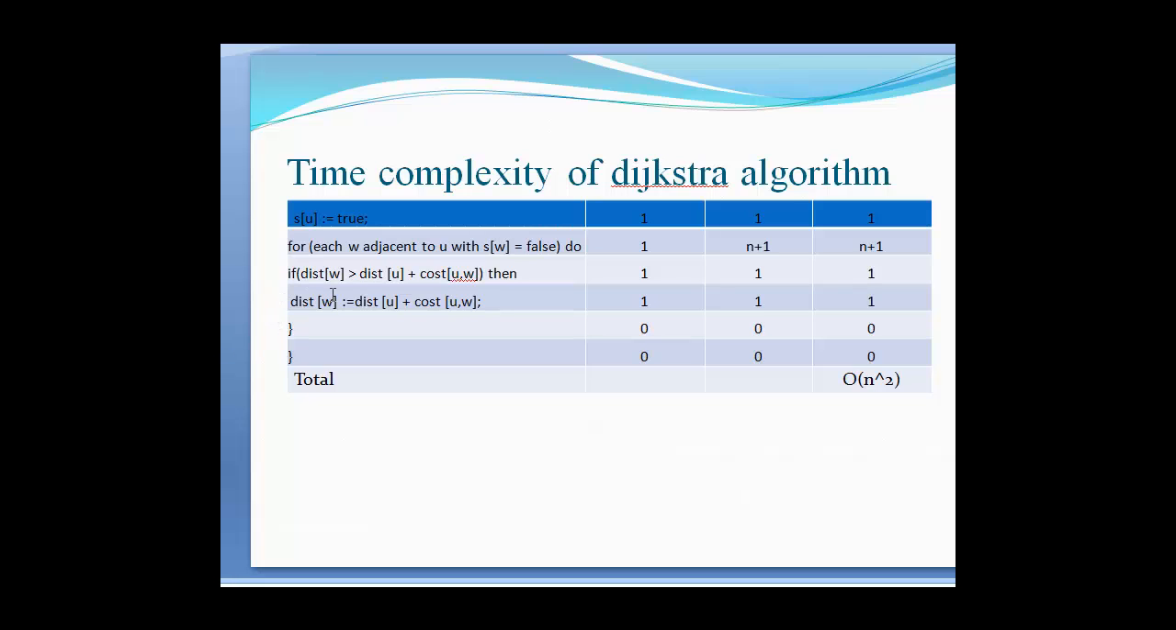Condition: if distance of w is greater than distance of u plus cost of u comma w, steps per execution is 1, frequency is 1, and total step is also 1. Distance of w is equal to distance of u plus cost of u comma w: steps per execution is 1, frequency is 1, and total step is also 1. And the total time complexity of Dijkstra algorithm is big O n square.